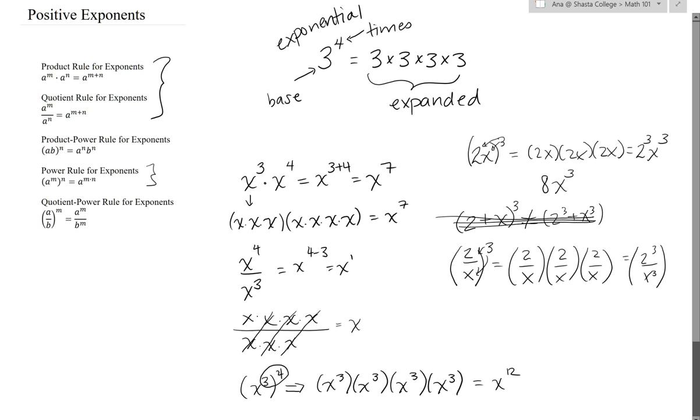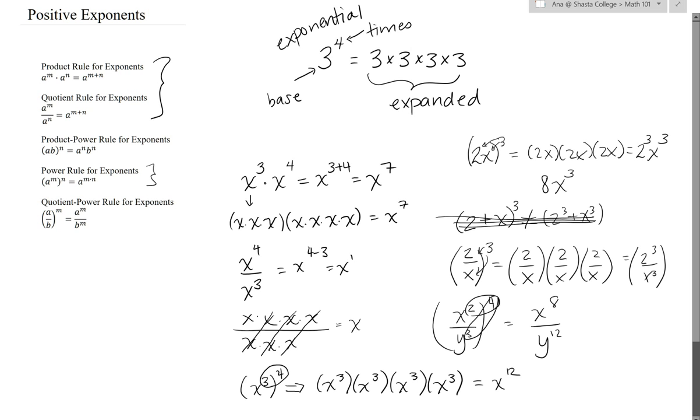Now, I might have to use the power rule with the quotient if I have x squared over y to the third raised to some power. In this case, again, I'm going to distribute in that 4, but my final evaluated simplified answer would be x to the 8th, y to the 12th.